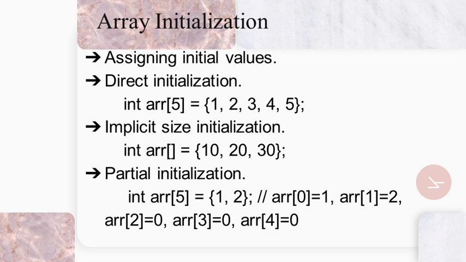In direct initialization, the array size is mentioned along with initializing the values. In implicit size initialization, the array size is not mentioned, and the number of values initialized will determine the size of the array. And the last one, partial initialization. Here the size of the array is 5, but only two values are initialized. So automatically the remaining locations will be initialized with the value 0. The first two values are 1, 2, and the remaining three values are 0 in this array.